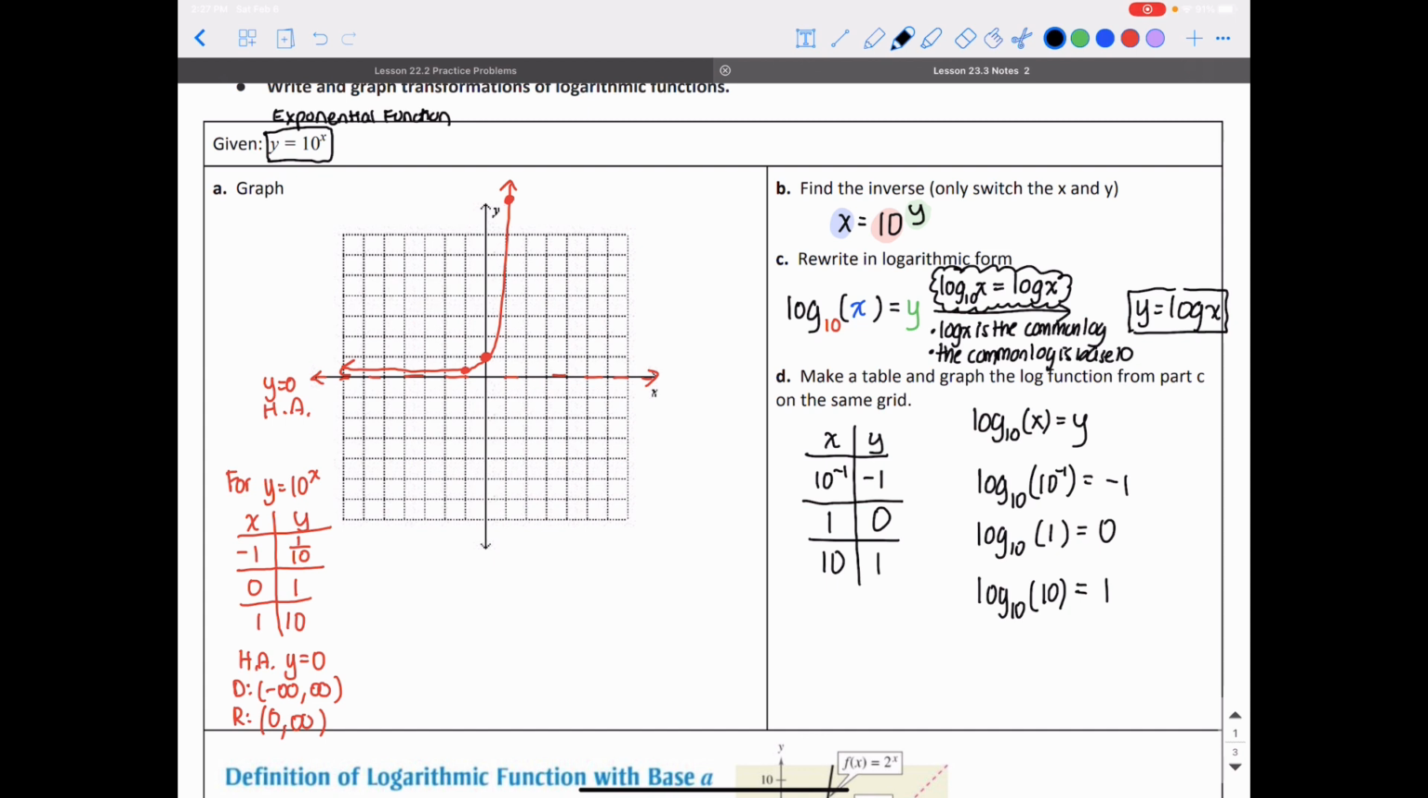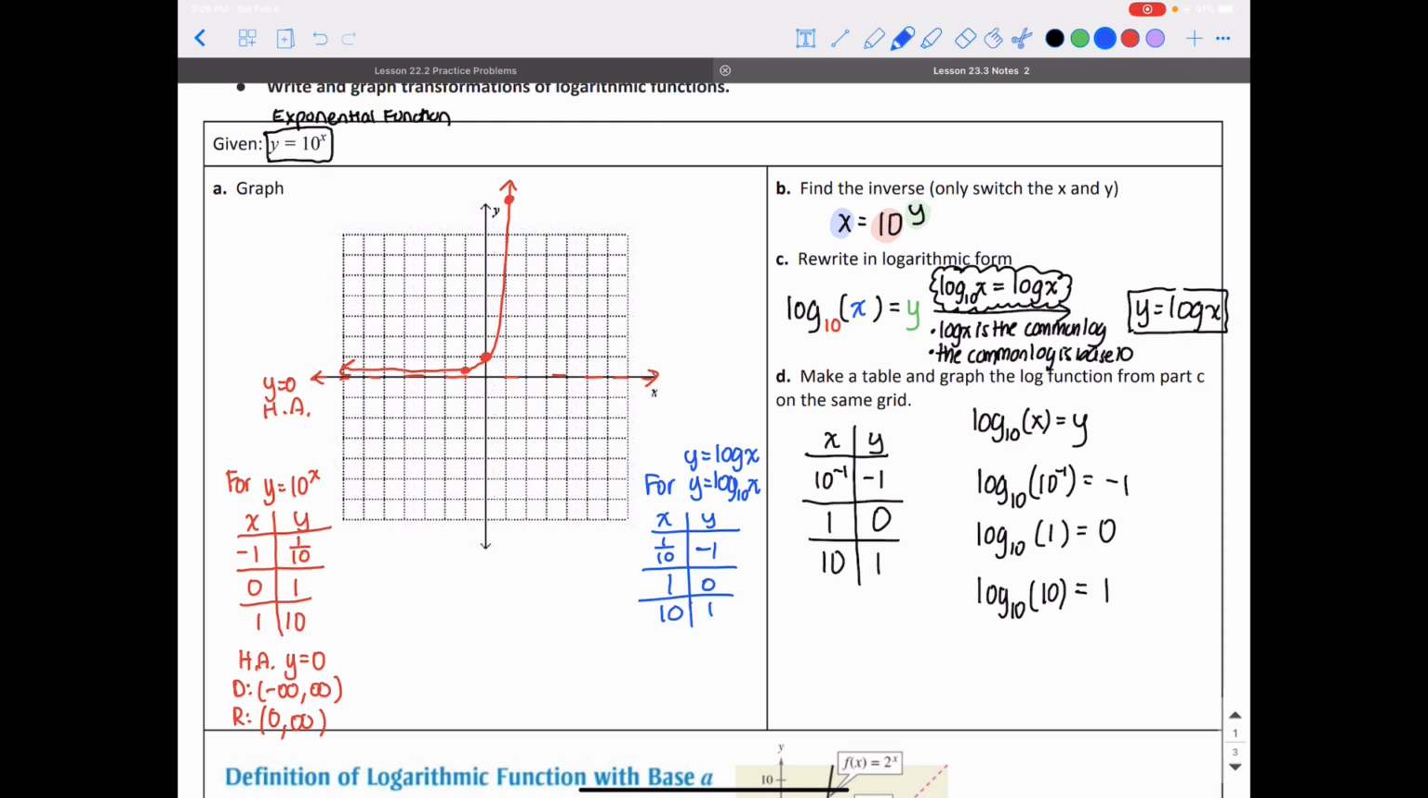I'm going to plot these points onto this graph. So I'm going to rewrite 10 to the negative first power as a fraction. I'm going to make another table here and line it up with the other one. This is going to be for y is equal to log base 10 of x, or you could also write y is log of x. 10 to the negative first power is 1 over 10. So I have 1 over 10 and negative 1, I have 1 and 0, and I have 10 and 1.